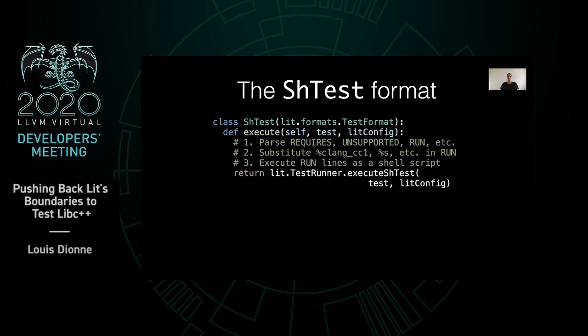Right, so like I said, basically ShTest just parses some special markup in your file and then performs substitutions, which I'm going to get into right next, and then it executes the run lines as shell commands. And that's nicely packaged in this execute ShTest function. So you can build your own test formats with lit and reuse execute ShTest if you want. It's really convenient to do that.